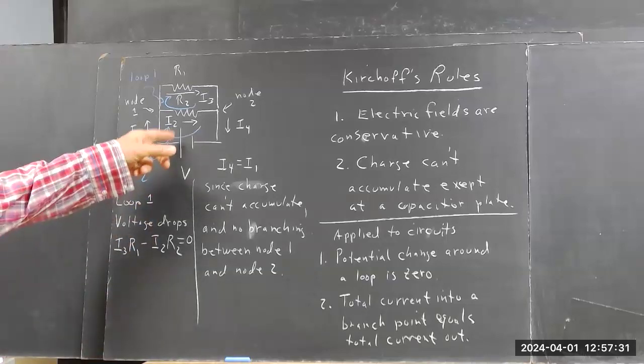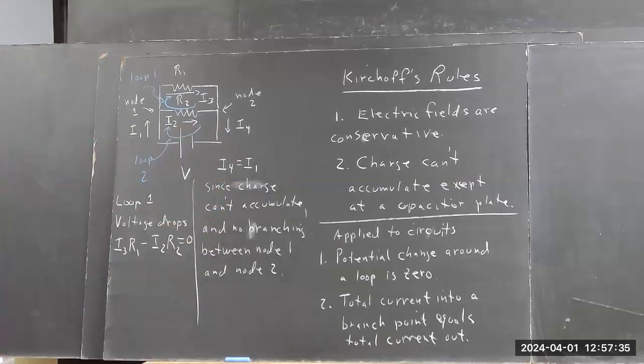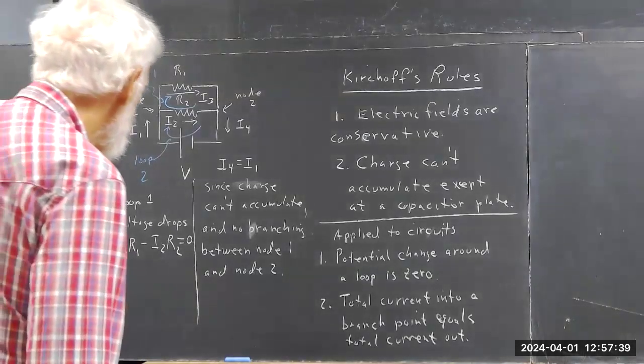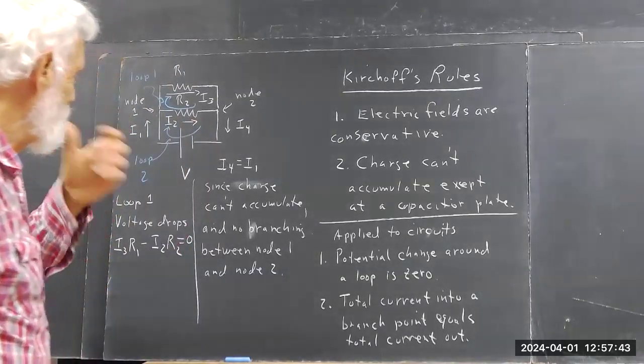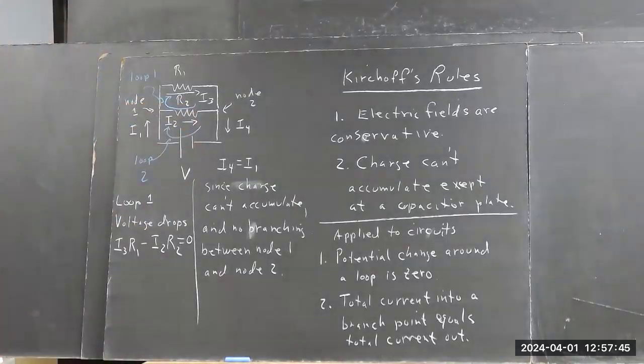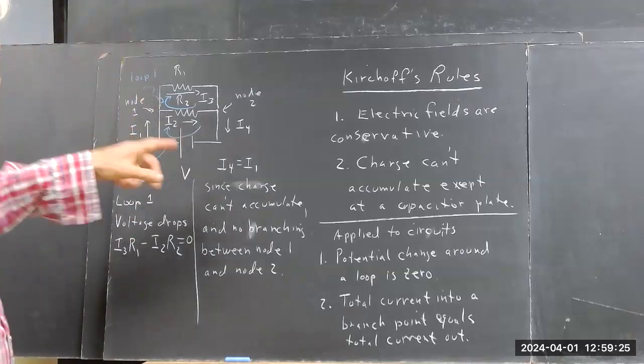Now we've got 3 currents once we set I4 equal to I1. How would you write the voltage drop across loop 2? It is loop 2, isn't it? Yeah, okay, that's pretty good. Couple little mistakes.